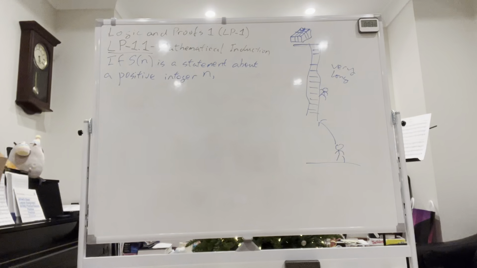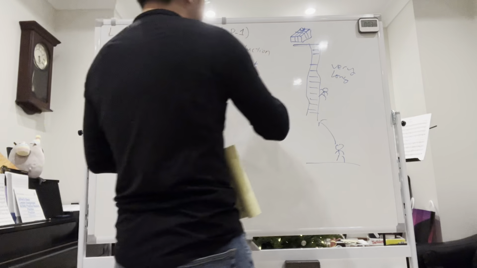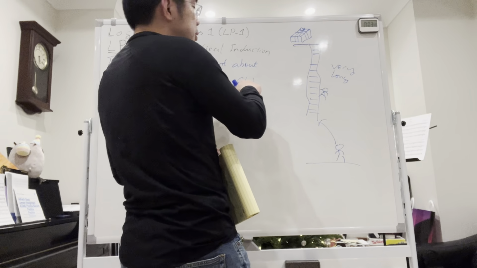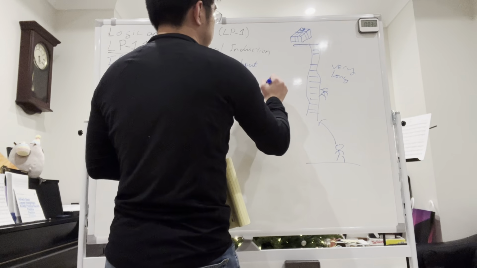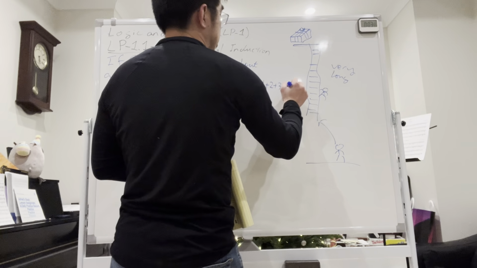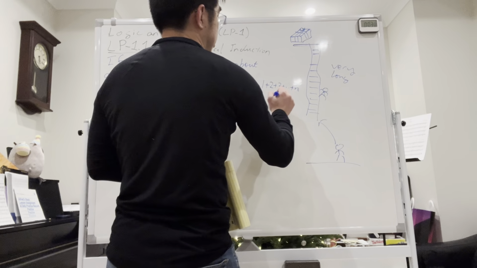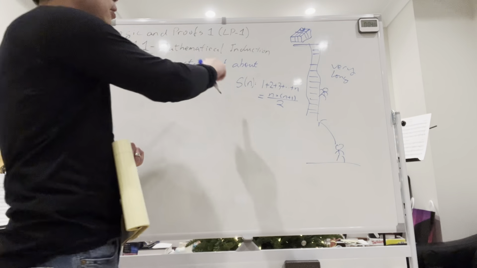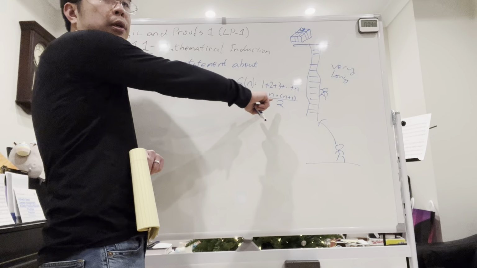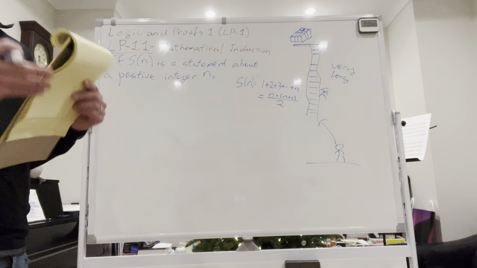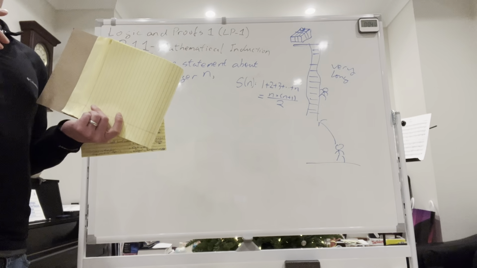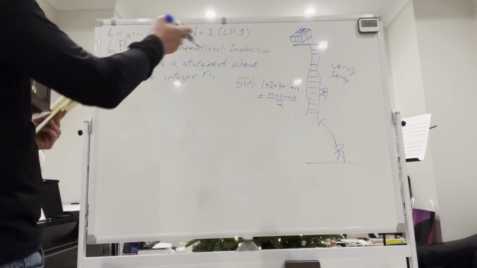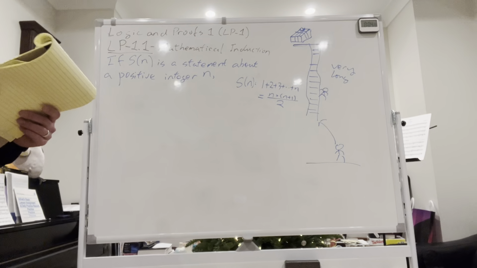Before I go further, let me give an example of what it means. Imagine that the statement is as follows. This is a statement S of n. The statement is 1 plus 2 plus 3 up to n is equal to n times n plus 1 divided by 2. Let's say S of n, as an example, means this equation. But you don't know whether it's true or not. In fact, I can make up a lot of these statements. Some of those are not true. But let's say someone gives you a statement or formula like this.